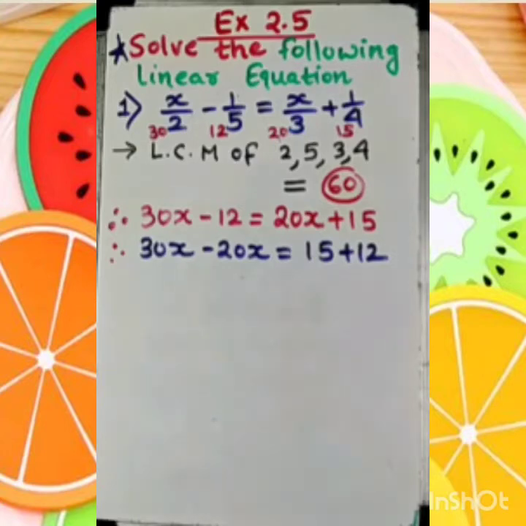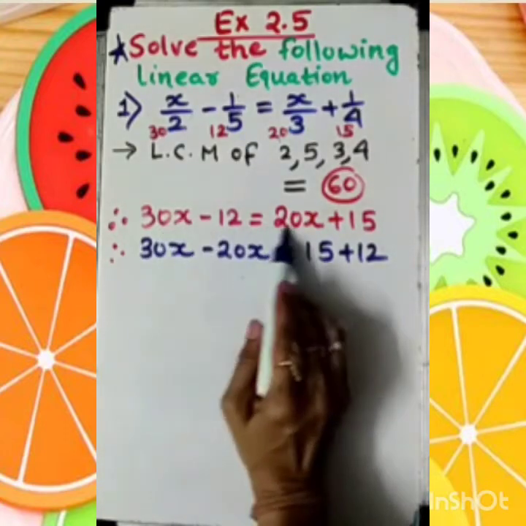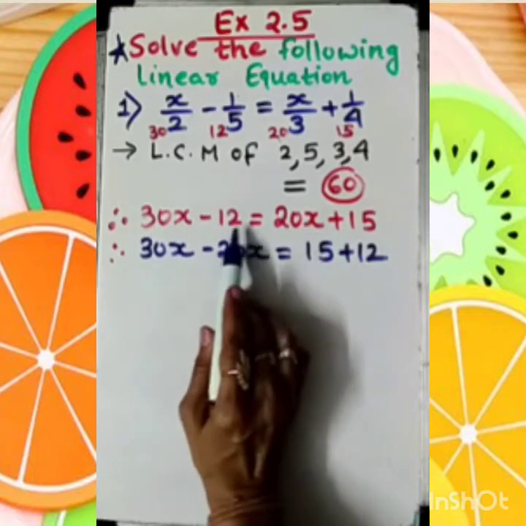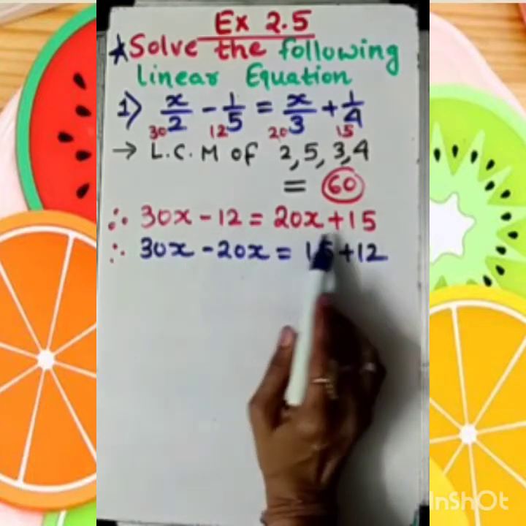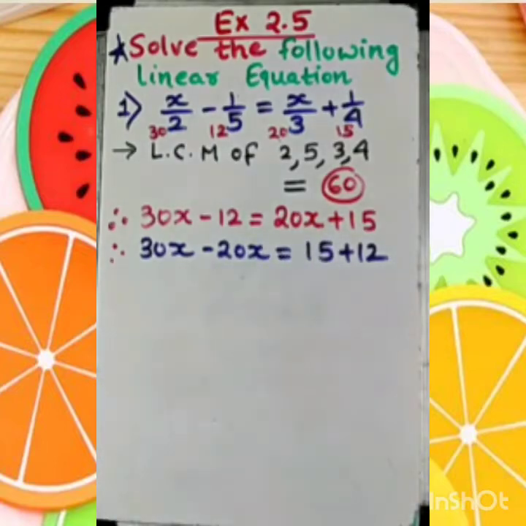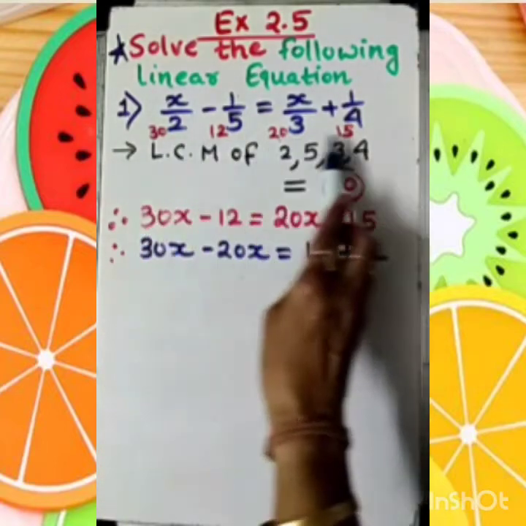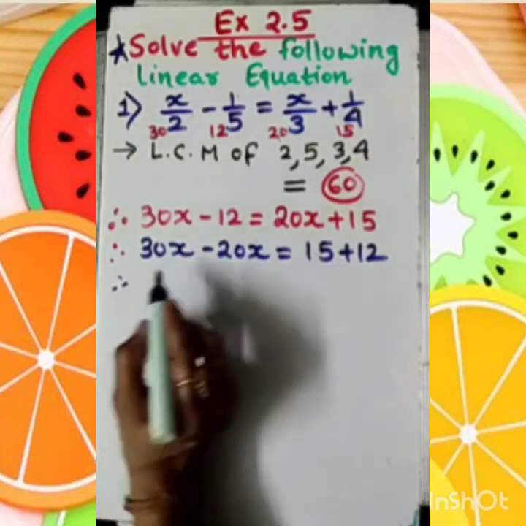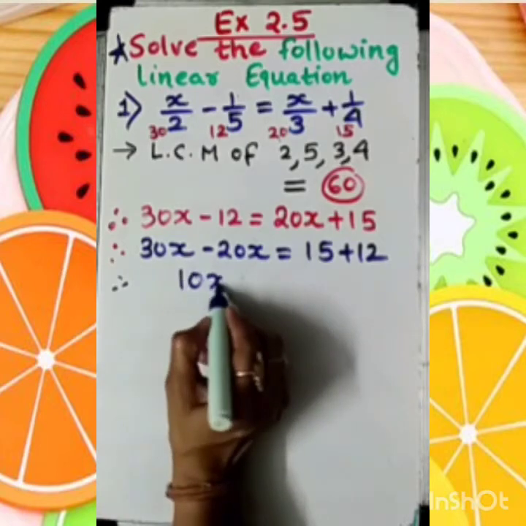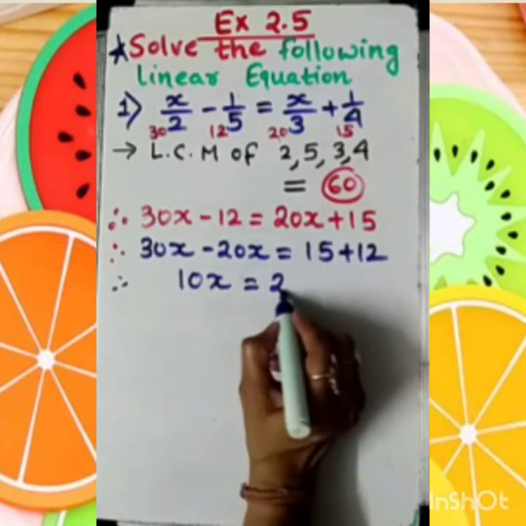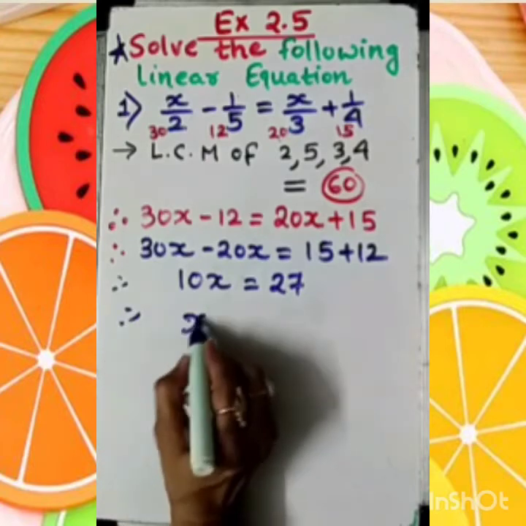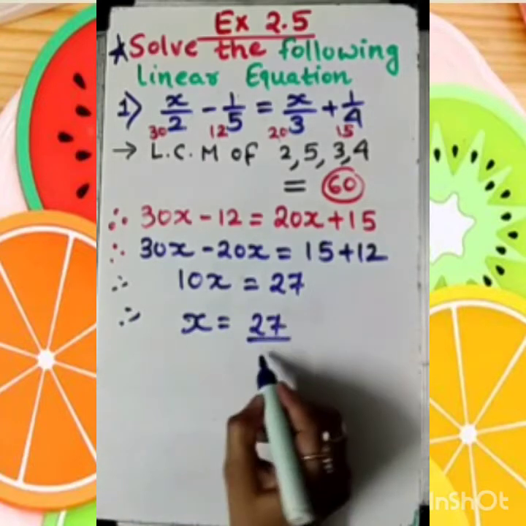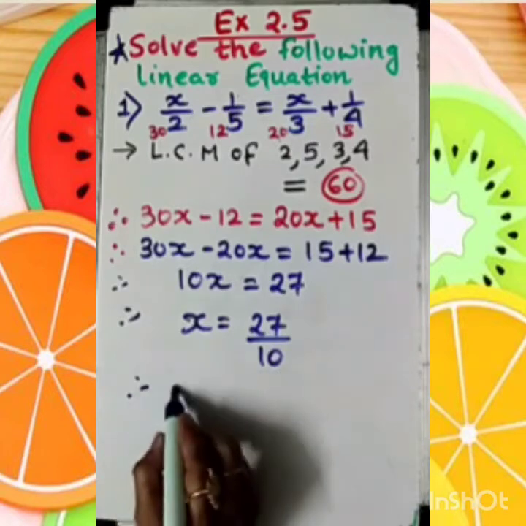Now the question will be in your mind, why have I not written the LCM here? Beta, if we write the LCM, 60 here and 60 here, it will automatically cancel. So when we take the LCM of all the given terms together on both sides, we need not mention it. Fine, it is already cancelled. So dear student, 30 minus 20 is 10x equal to 15 plus 12 is 27. Therefore, the value of x is 27 by 10. So this is our complete solution.